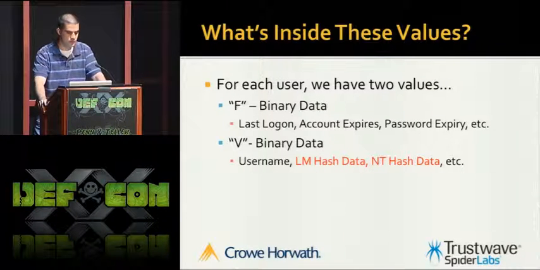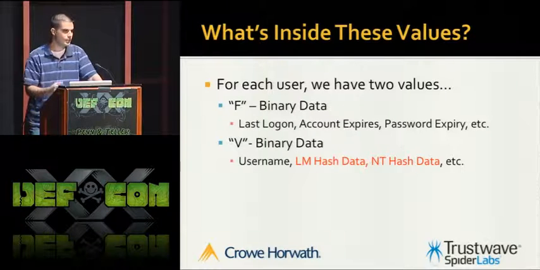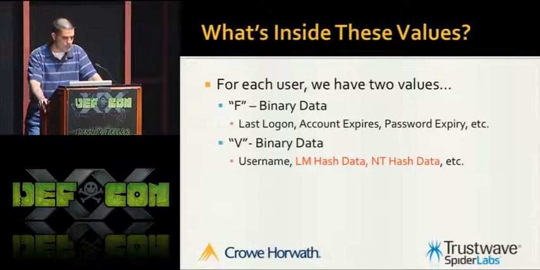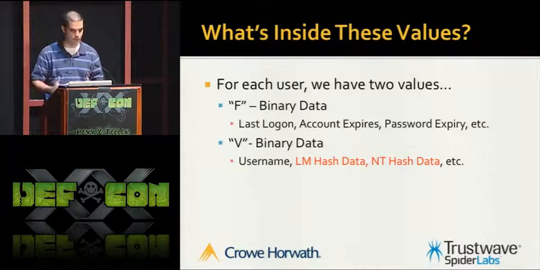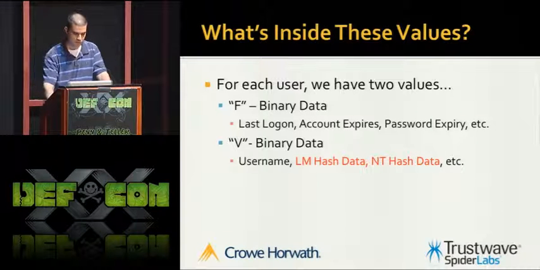So does the user's password expire? Do they have any logon hour restrictions? When did they last log on? Stuff like that. The V key, though, handled all of the goodies that we wanted: the username, and then the LM hash data and NT hash data. So this was the data that we want to parse out and pass to the algorithms to get our hashes. So we're like, all right, cool.